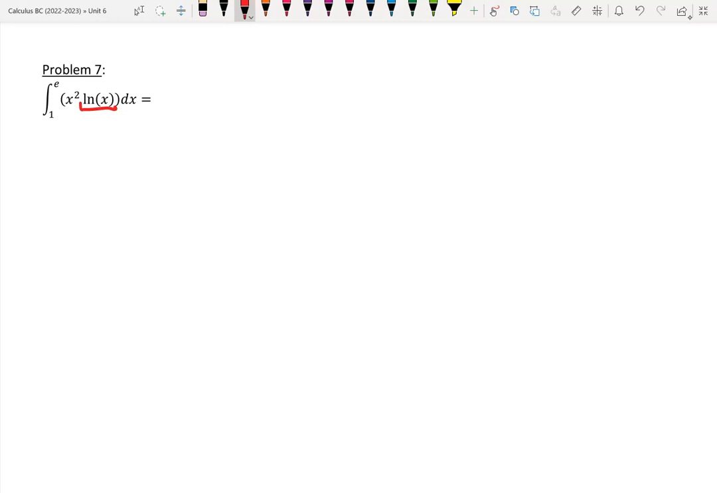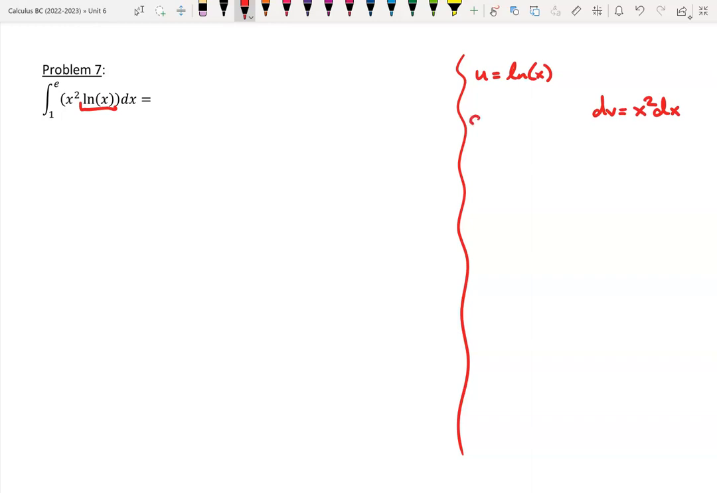Again, a little bit of work here on the side. So my u is going to be my natural log of x. So then dv is going to be x squared dx. And that's just following my LIATE and hoping that everything works out as it should. So du should be 1 over x dx. And then v, taking my integral backwards, should be x cubed over 3.